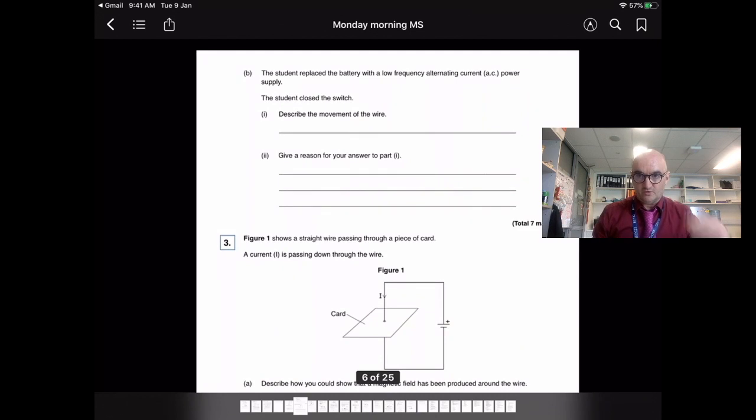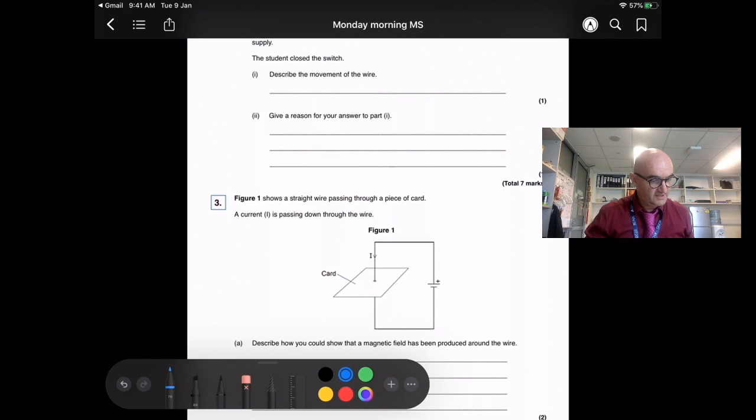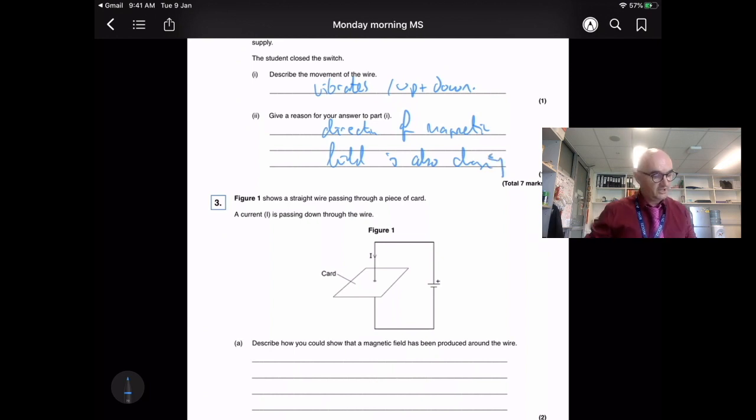Describe the movement of the wire. It's going to do that, isn't it? Because rather than the current being in one direction, it's going to be alternating, hence the name alternating current. So it's going to be vibrating. You could say it moves up and down also. That's good. Give a reason, because as the current's changing direction, the magnetic field is also changing.